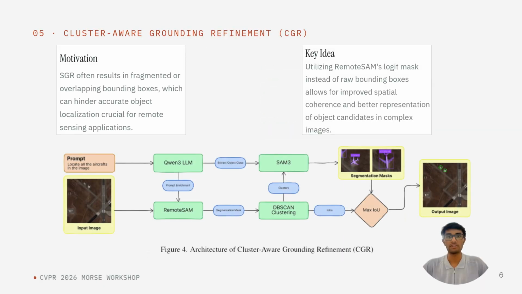But SGR has a key weakness. When RemoteSAM produces fragmented or overlapping boxes, SAM3 has to process each one separately, often producing redundant results. CGR addresses this by not using RemoteSAM's boxes at all. Instead, we take the raw segmentation logit mask from RemoteSAM, which has dense pixel level information, and apply DBSCAN clustering to group related pixels into coherent regions. Each cluster is then cropped with padding and passed to SAM3. We then select the SAM3 mask with the highest IOU to the original cluster pixels as the final prediction.